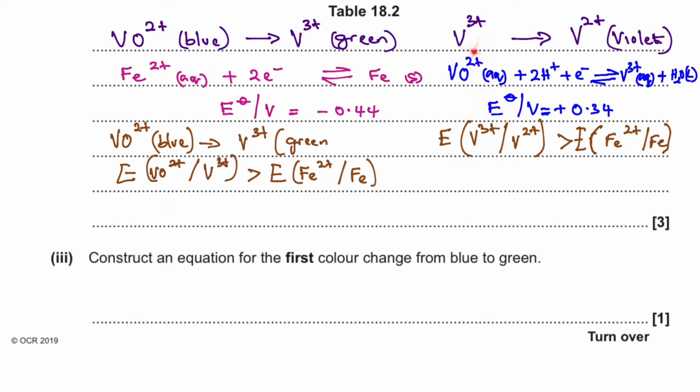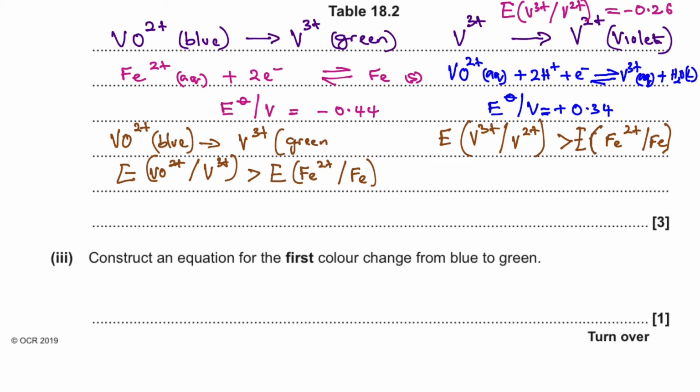Also, the potential going from V3+ to V2+, I haven't written that potential here. V3+ to V2+, this is number 3. That potential is minus 0.26. So the E for V3+ to V2+ is equal to minus 0.26.